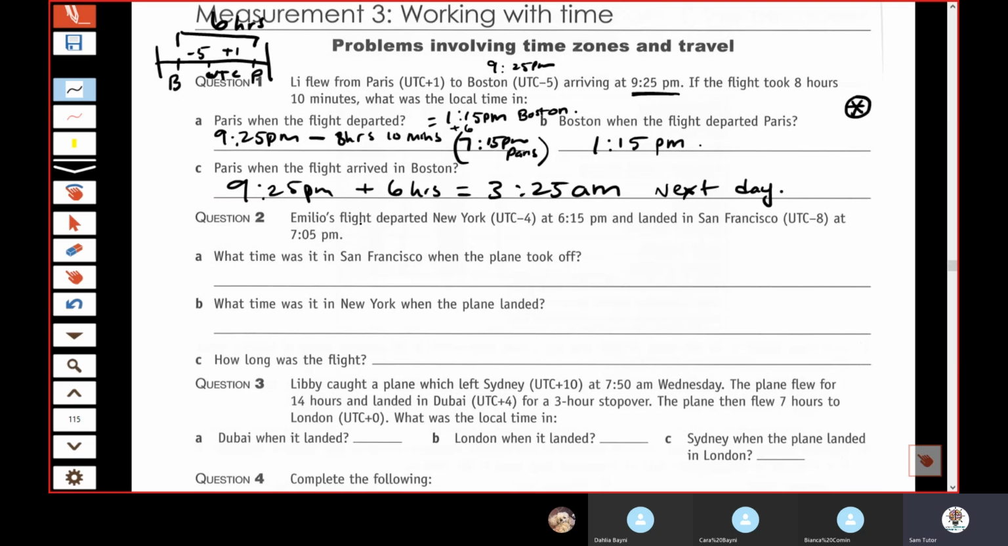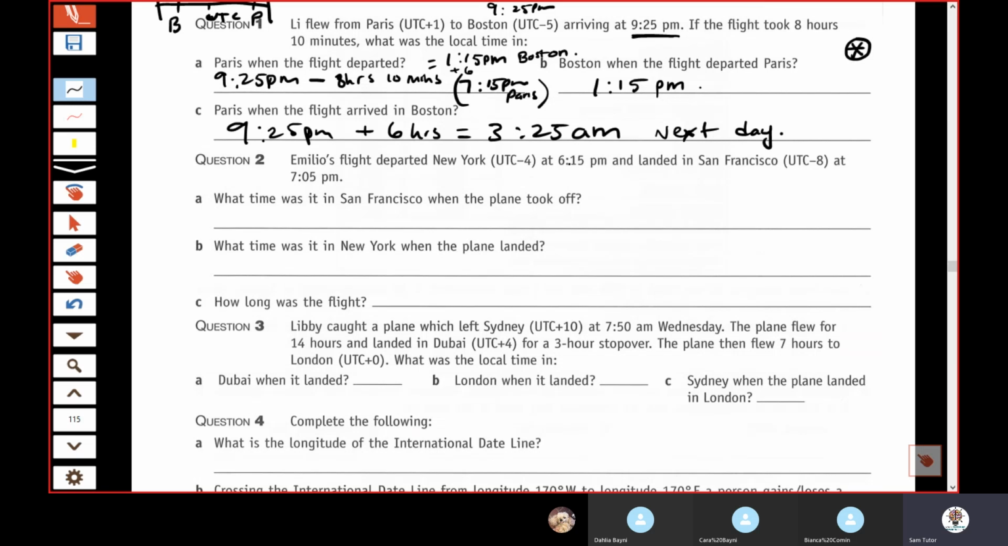Emilio's flight departed New York at 6:15 p.m. and landed in San Francisco at 7:05 p.m. So again, I would quickly draw this up. San Fran is -8, whereas New York is -4 from UTC. So that would be a 4-hour difference between the two. You left New York at 6:15 and you arrived at 7:05 p.m. And San Francisco is 4 hours behind.